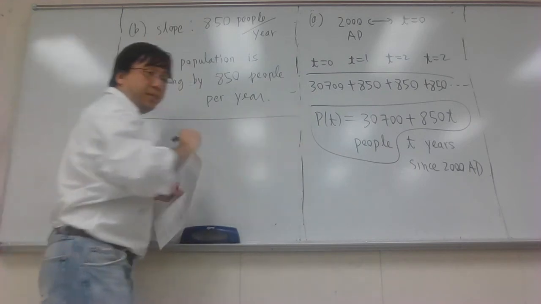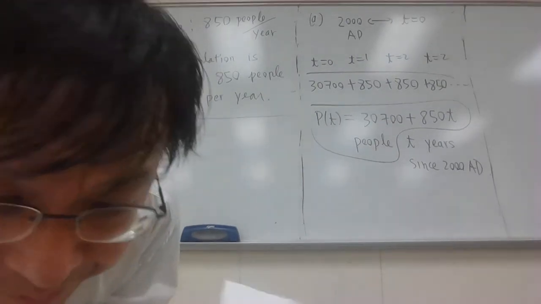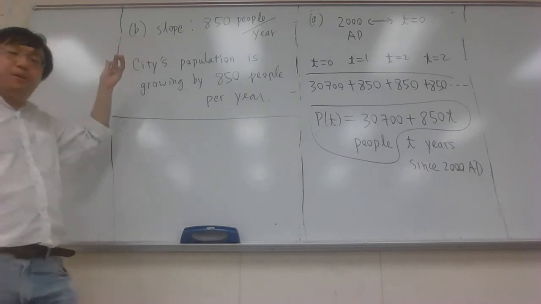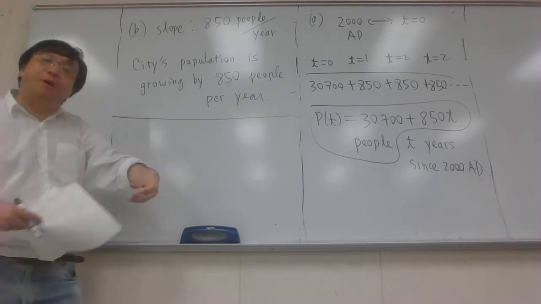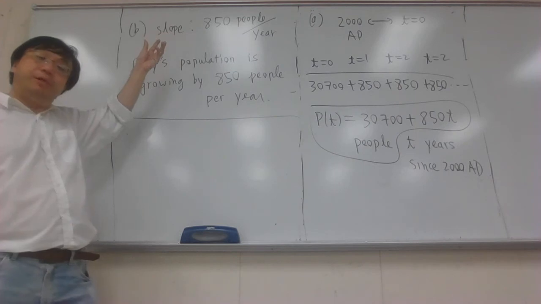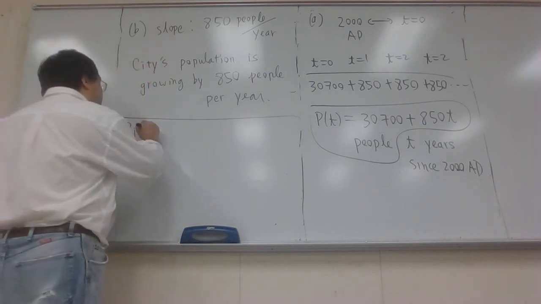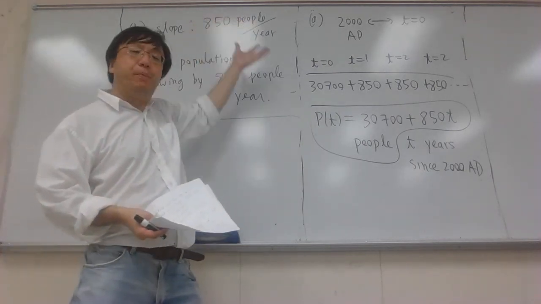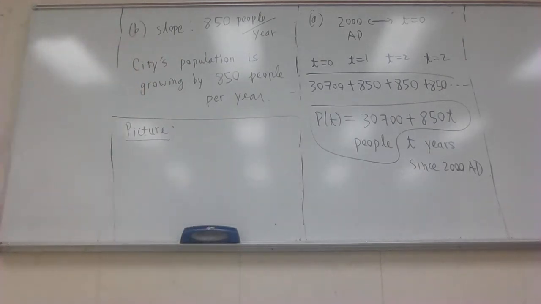Since I've gone massively over time, like 11 minutes over already, instead of doing the remaining two parts of this question, I'm going to help you build some more intuition by drawing a picture. The intuition will also explain why the units for slope are people per year. So here's the picture for the intuition.